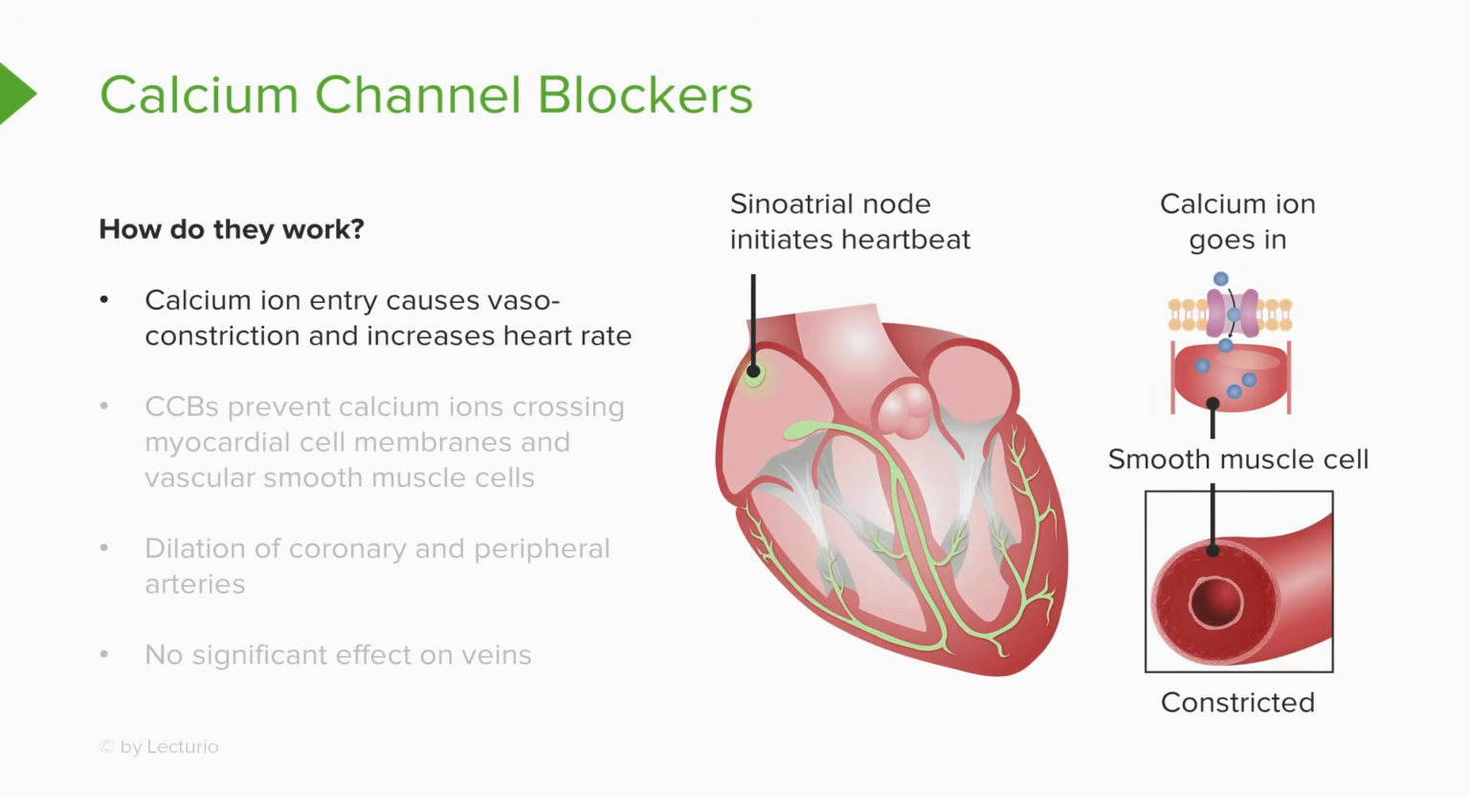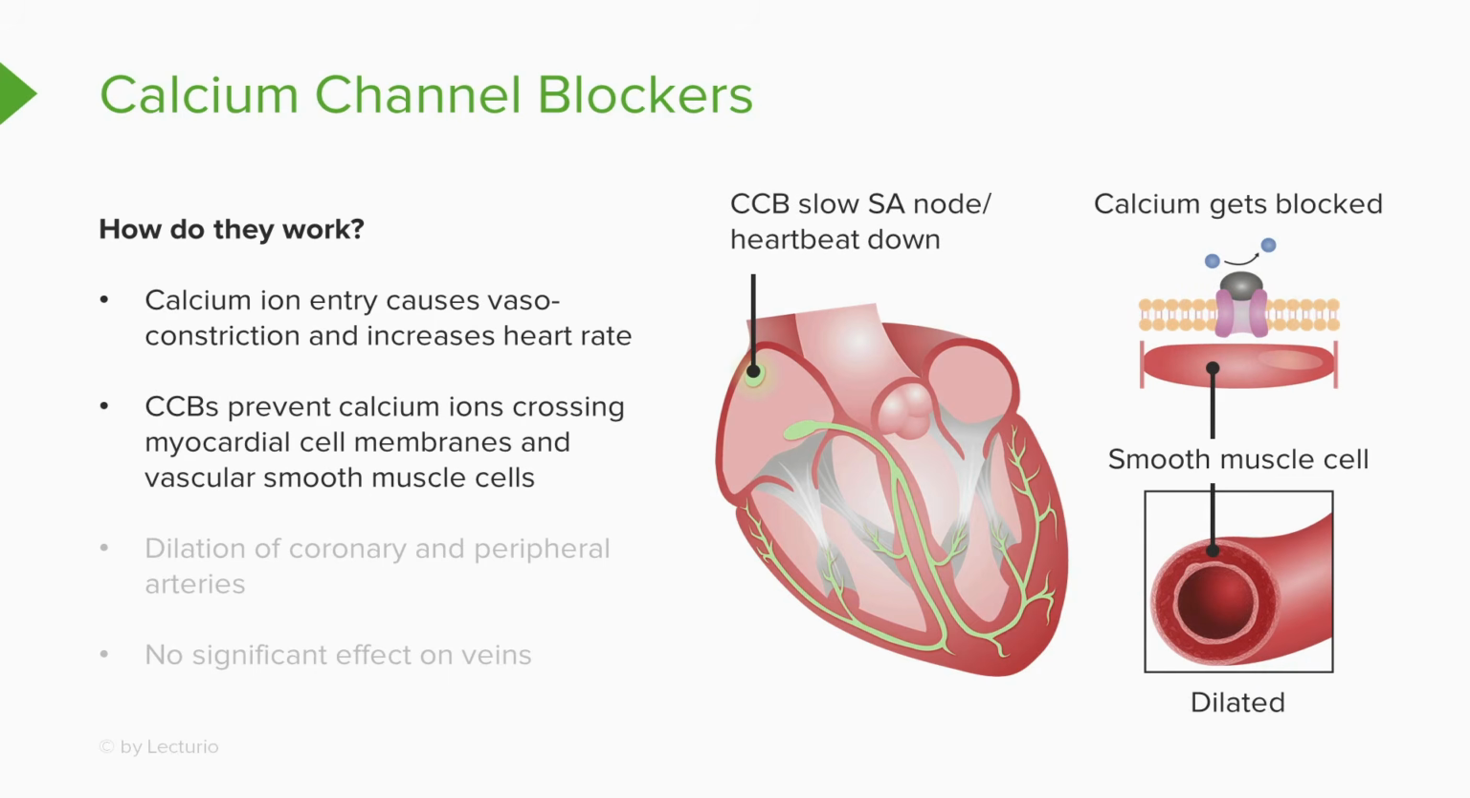Calcium ion entry into vascular smooth muscle causes vasoconstriction, and entry into cardiac cells increases contractility and conduction, which can increase heart rate. So if calcium moves across those channels, you'll see tighter vessels and increased cardiac activity. So that will help you remember if we give a calcium channel blocker, we're going to stop that calcium movement. So we'll have less vasoconstriction and we'll have a slower heart rate. Both of those should give us a lower blood pressure because that's what calcium channel blockers do.